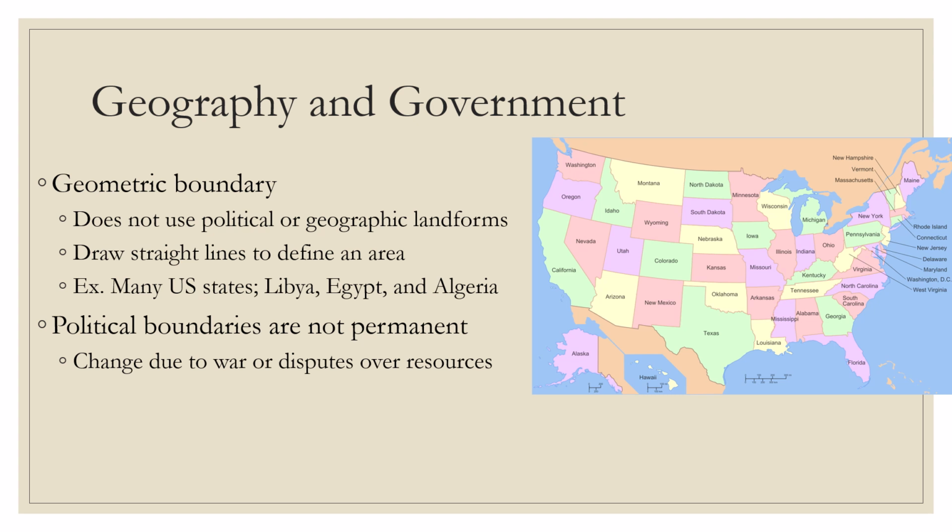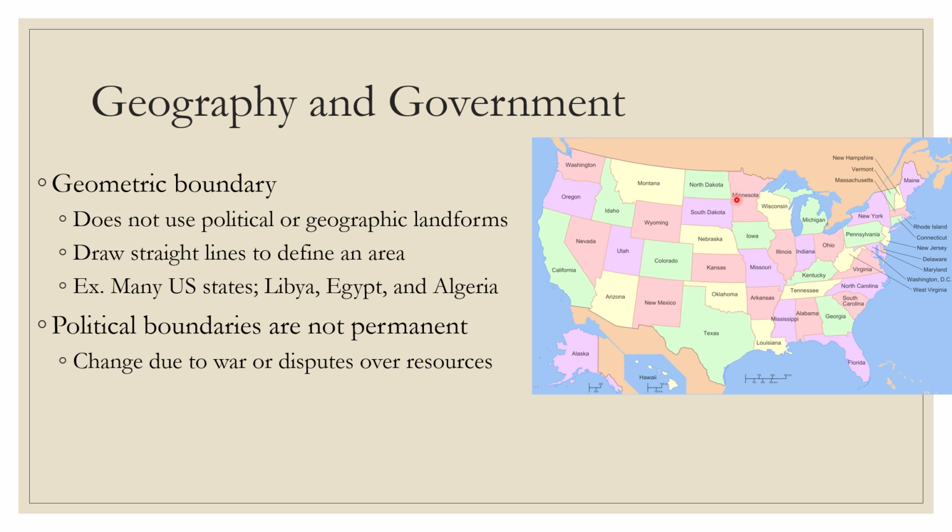And then geometric boundaries. I always think of geometry because geometry has shapes. So this is neither political nor geographic landforms. It's not a cultural divide. It's not a natural boundary. It's just a straight line. If we look at Wyoming, just straight lines. That's not a river. It's not mountains. It's nothing. It's just because our government was like, we need to divide up this land into states, and this is what we got. Even South Dakota, we are very square for most of our state.